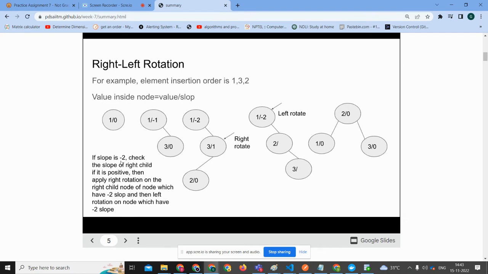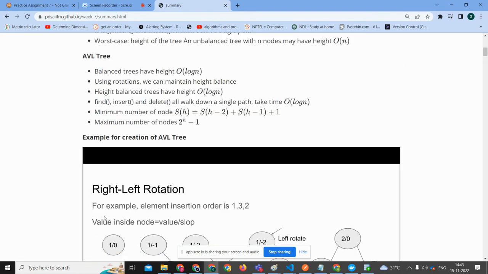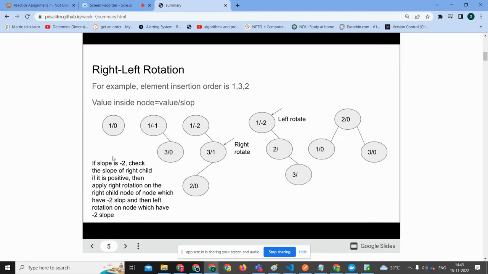They are saying, if slope is minus 2, check the slope of the right child. If it is positive, then apply the right rotation. Now it is positive, right? It was minus 2, and here it is positive. Apply right rotation on the right child node, and then left rotation on the node which has minus 2 slope. So you should apply right rotation on this part.